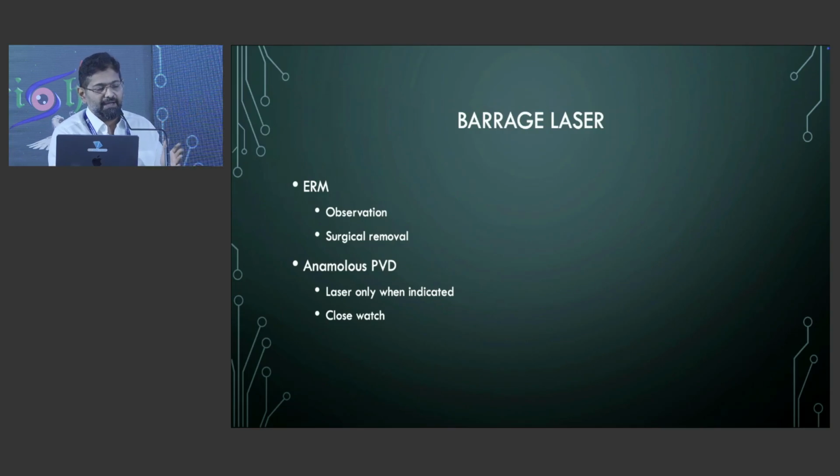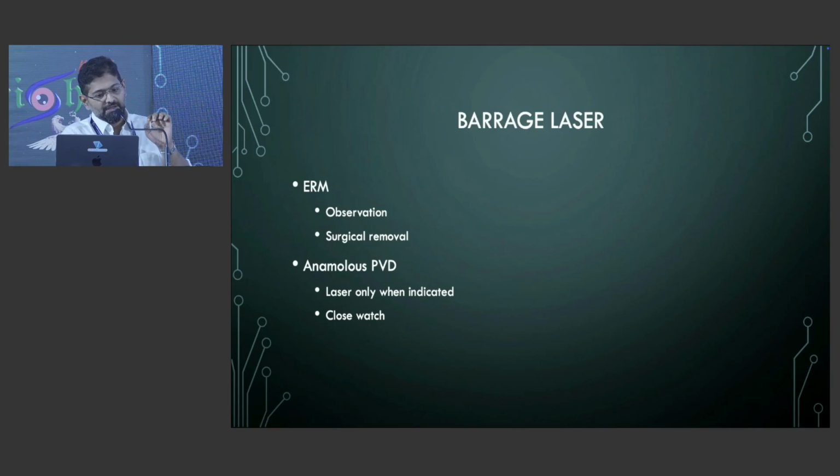Now, barrage laser. You see a break, HST or something like that, or a lattice degeneration with hole, you tend to burn them with the lasers. And when you do the laser, you don't need to have chalky white burns. That is not a sure factor that the patient will not develop an RD. Just decent enough burns should be enough. Complete the entire region. Make sure that you either encircle the complete lesion or you connect it to the ora.